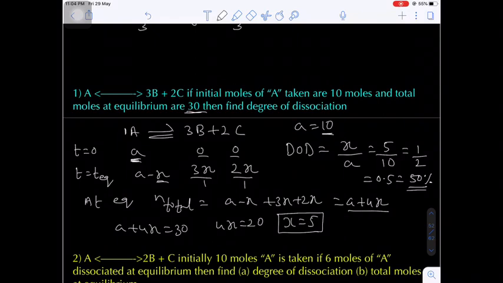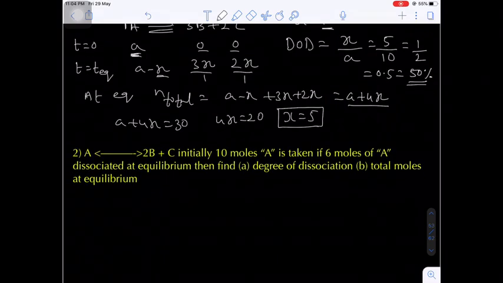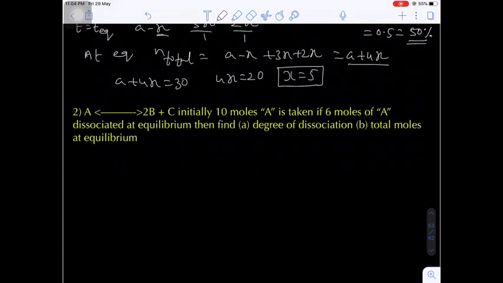Okay, now I am calculating the total number of moles, which is a plus 4x, that is equal to 30 moles. Now the a, that is the initial number of moles, is also given to you, from which I am calculating the x value, that is 5. Total moles how much? 10. So 5 upon 10, that is 50%, the percentage of degree of dissociation.